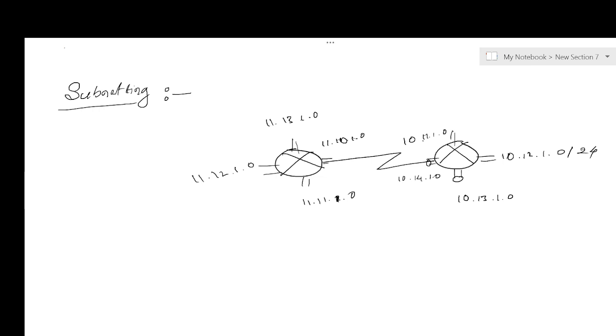So why subnetting? Let me explain this scenario. In this scenario I have drawn two routers. This is router 1, and this is router 2. So what is a router? A router is a network device, an intelligent device. It is used to establish the connection between two different networks.